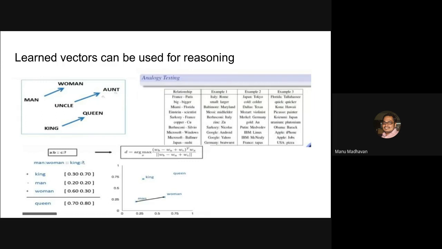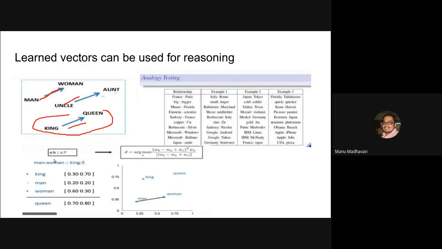So this is all about the embedding. Words are embedded. Now we have the embedding. Once we have the embedding, how can we use it in some applications? For example, we can use these learned vectors to do some reasoning. You know the relation between man and woman, uncle and aunt, and king and queen. So this kind of analogy we can predict.